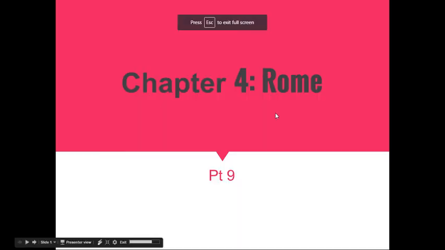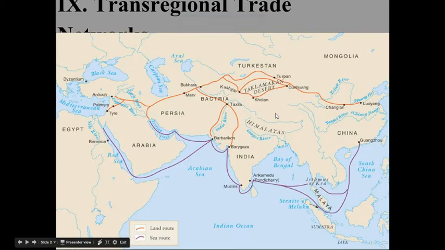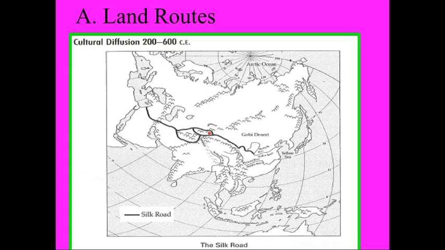All right, let's go ahead and continue with part 9 of Rome. And now we're going to be looking at trans-regional trade networks. So trans means across, right? So we're looking at regional trade networks that went across different regions, that went from the Mediterranean and the Middle East to South Asia or to East Asia or to Southeast Asia or Central Asia, right? So this is trans-regional. We could also say inter-regional or long-distance trade networks.